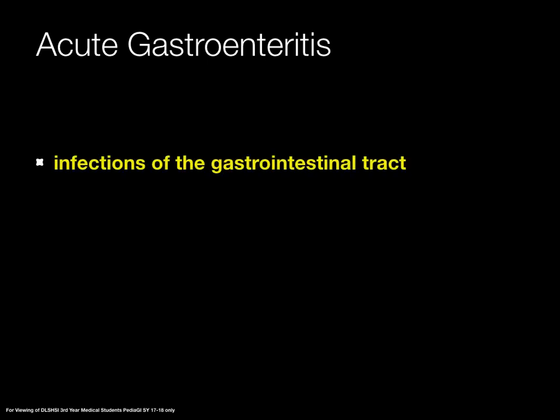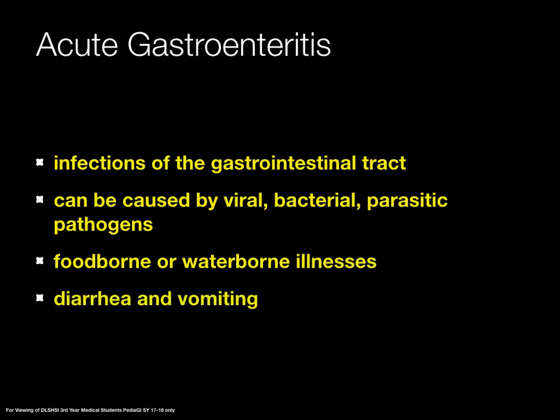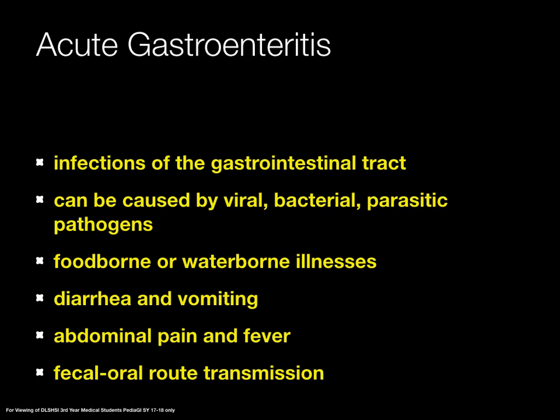Acute gastroenteritis is one of the most common disease entities that you will encounter in pediatrics. It is infection of the gastrointestinal tract. It can be caused by viral, bacterial, or parasitic pathogens. It can be foodborne or waterborne and usually presents with diarrhea and vomiting. There can also be abdominal pain and fever, and there is usually fecal-oral route transmission of the disease.